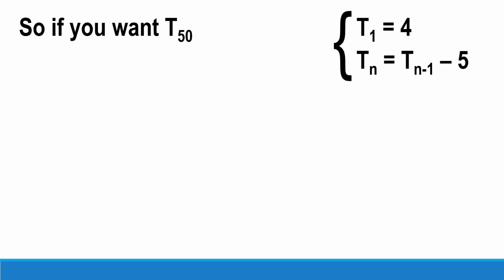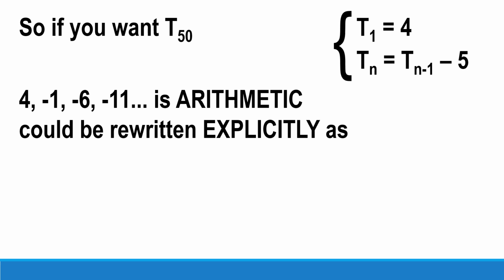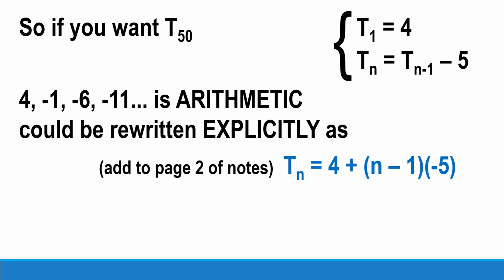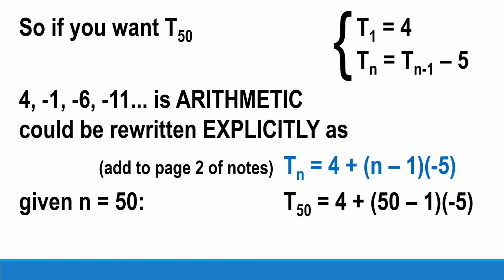Returning to the recursive formula where t sub 1 equaled 4 and t sub n equals t sub n minus 1 minus 5, you might recall I wanted you to find the 50th term, which would then require you to do the 49th, 48th, and so on. But actually, we'll rewrite this as an arithmetic explicit formula because we saw that to be 4, negative 1, negative 6. So fill in the first term, which is 4, add the quantity n minus 1 times the common difference being negative 5, and you can then find the 50th term by literally plugging in 50 into the values of n, and you'll come up with a value of negative 241, significantly faster than going through the recursive process.